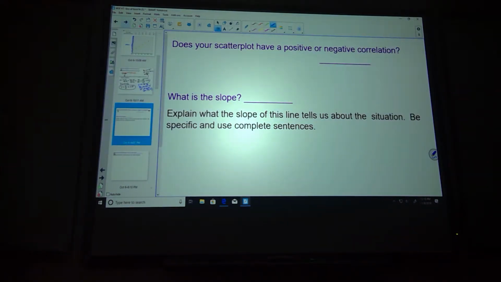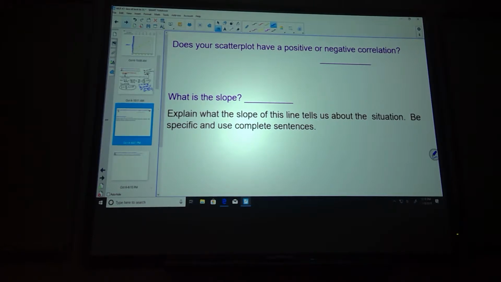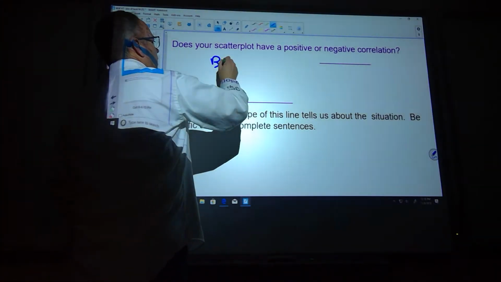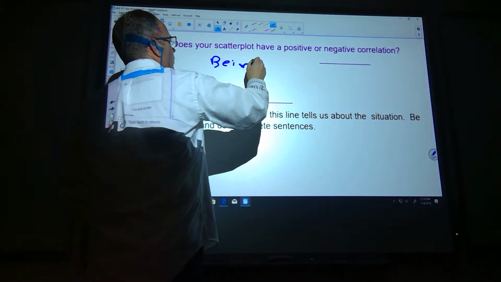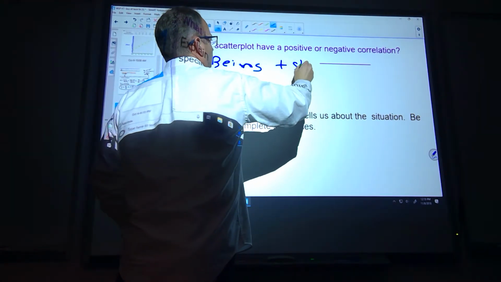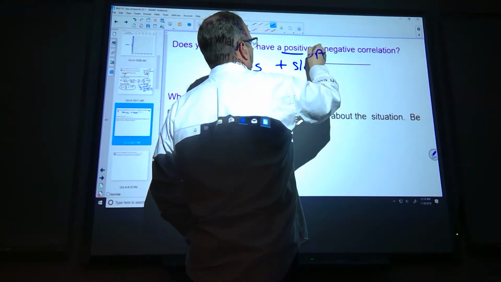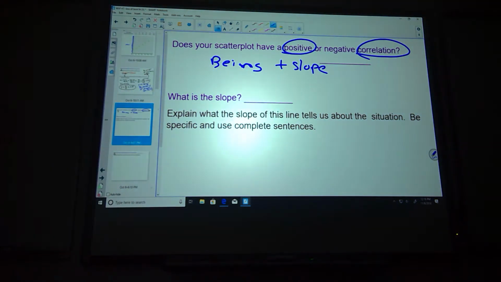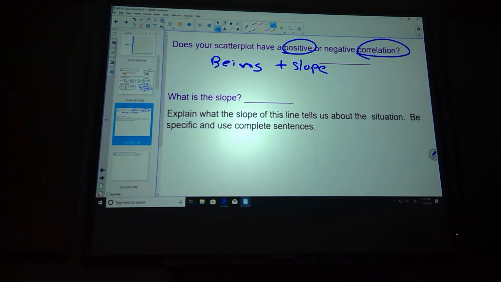So does your scatter plot have positive or negative correlation? Positive. Why is it positive? It's going up. So what's positive also in this problem? The slope. Cool. So we have a positive slope, that means I have to have a positive correlation. It's that simple. If you have a positive slope, yes, positive correlation.